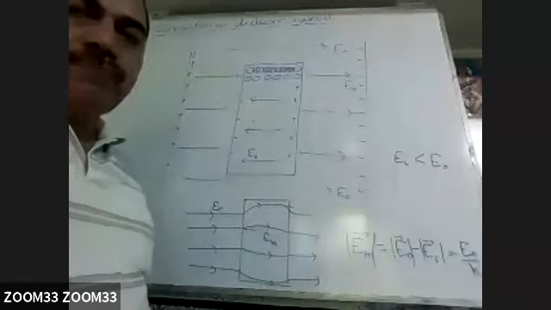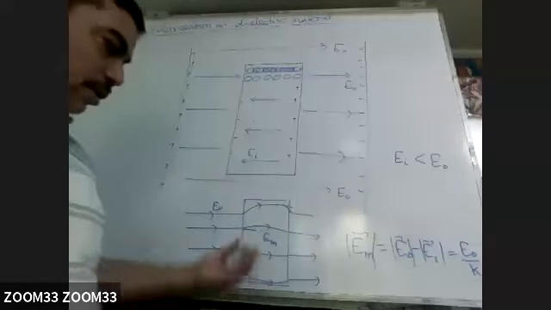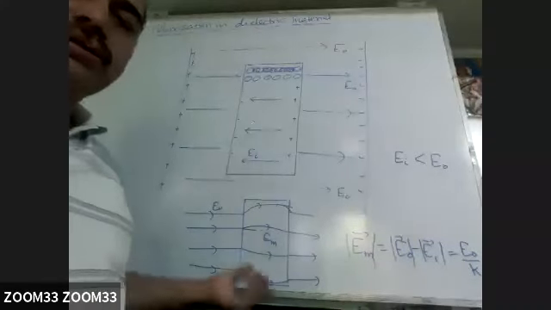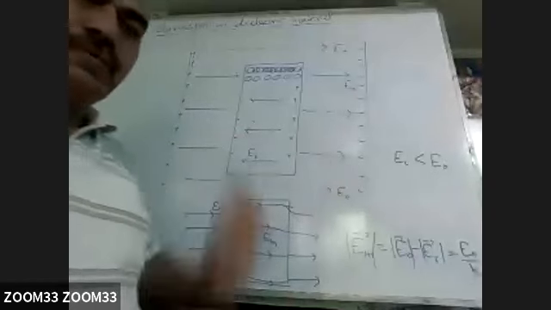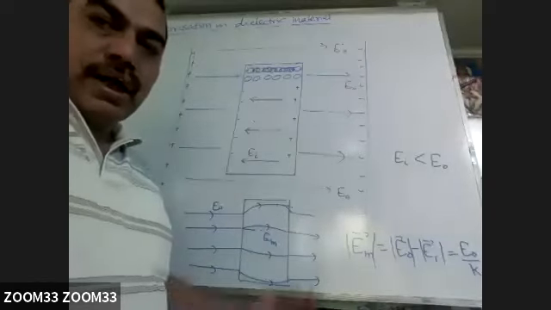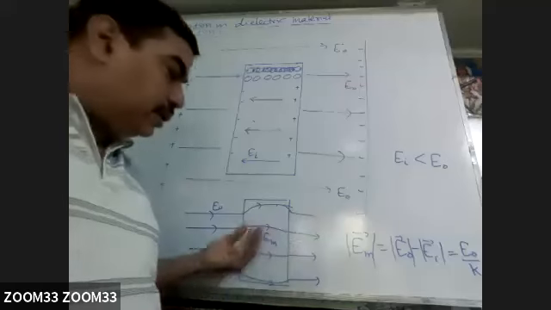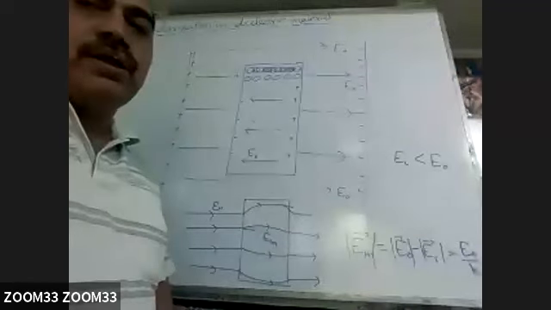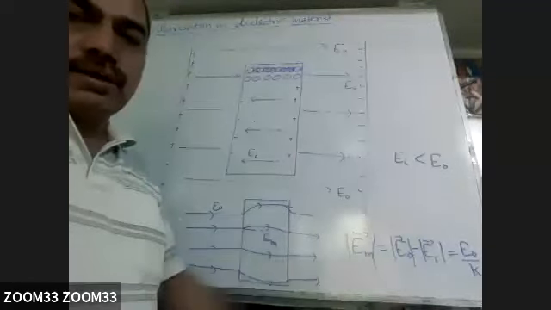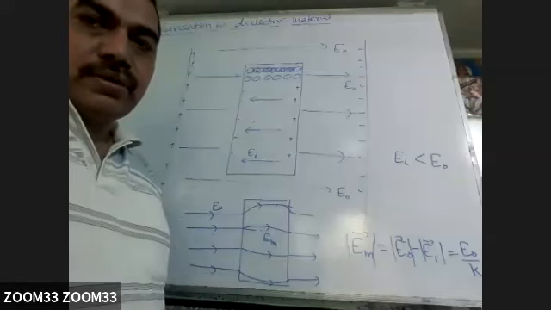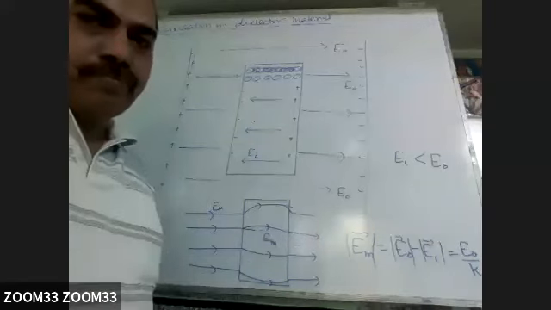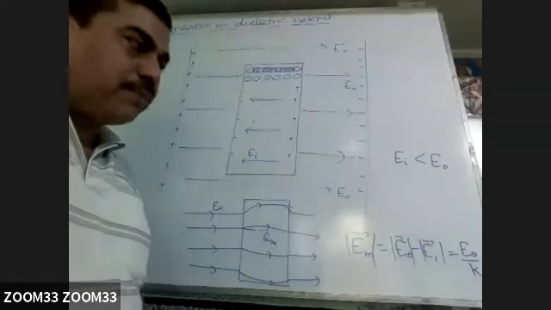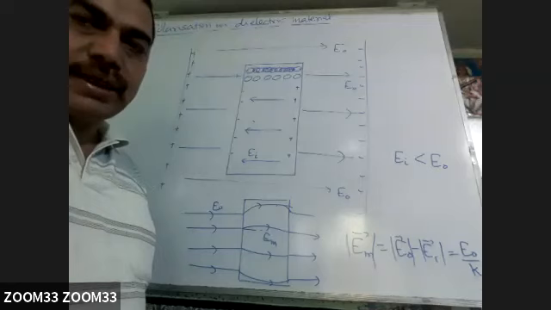As a result, the net electric field inside the slab will be less than the external electric field. And the factor by which it is decreasing, that factor only we call the dielectric constant or relative permittivity. The meaning is the same. Dielectric constant or relative permittivity, both are the same.